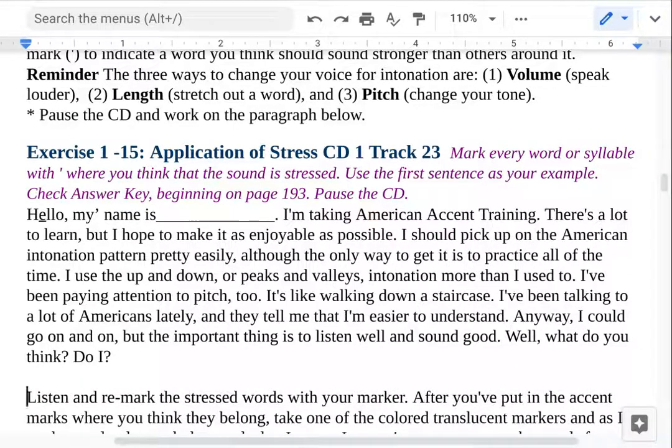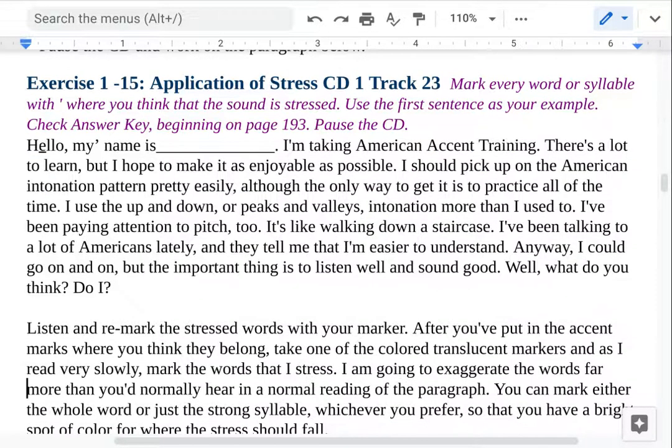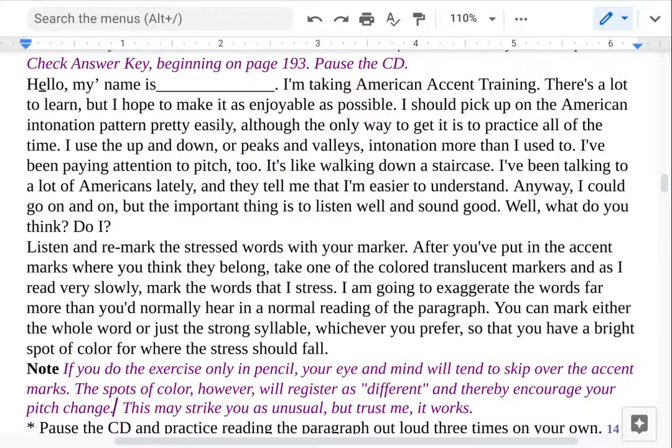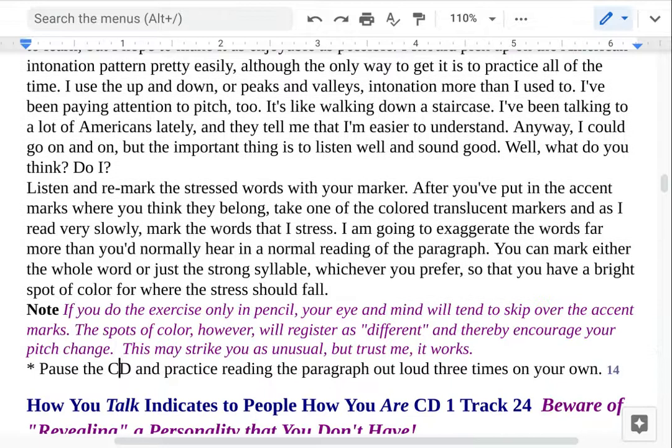After you've put in the accent marks where you think they belong, take one of the colored translucent markers and as I read very slowly, mark the words that I stress. I'm going to exaggerate the words far more than you'd normally hear in a normal reading of the paragraph. You can mark either the whole word or just the strong syllable, whichever you prefer, so that you have a bright spot of color for where the stress should fall.